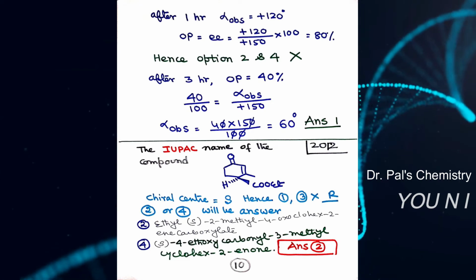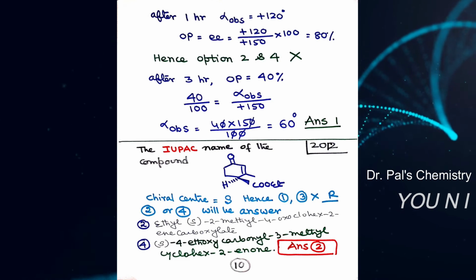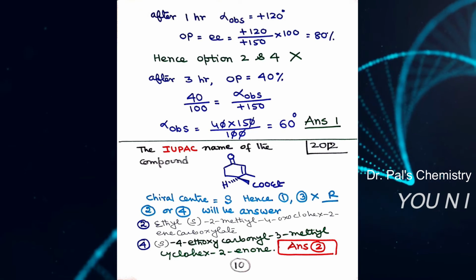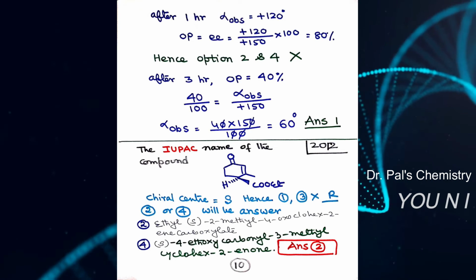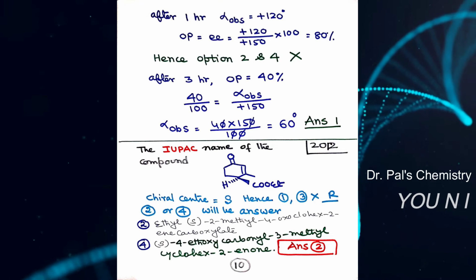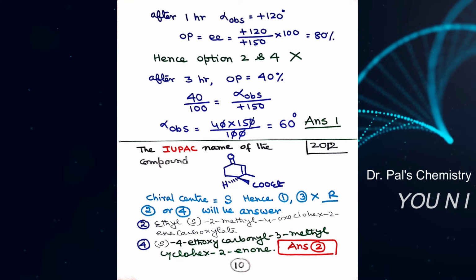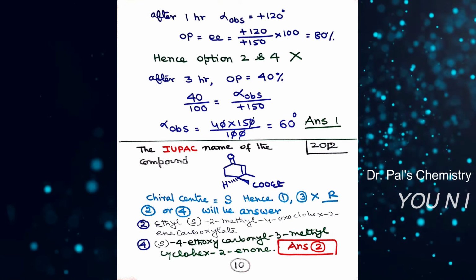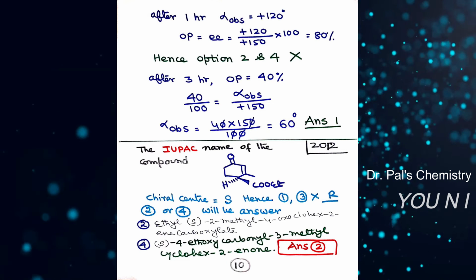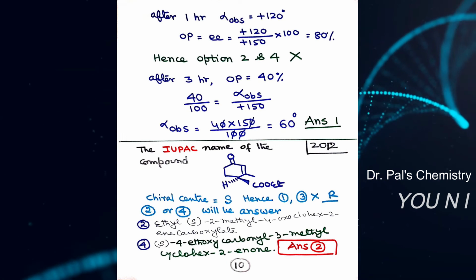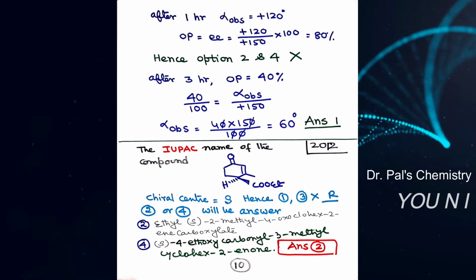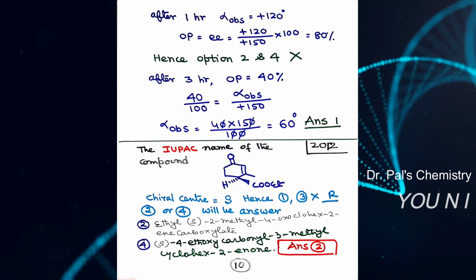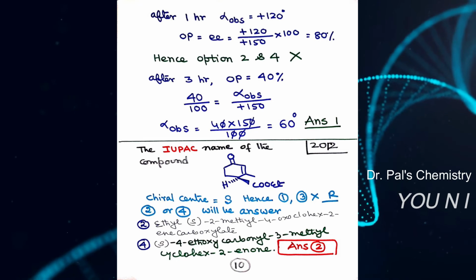So in order to know whether the answer will be 1 or 3, we have to go to the next part, means we have to calculate what has happened after 3 hours. Now in that case it is given that optical purity after 3 hours is 40%. So we have to calculate the alpha observed. When we calculate all these things, it is coming alpha observed is equal to 60 degree. So therefore our final answer is 1 and not 3.